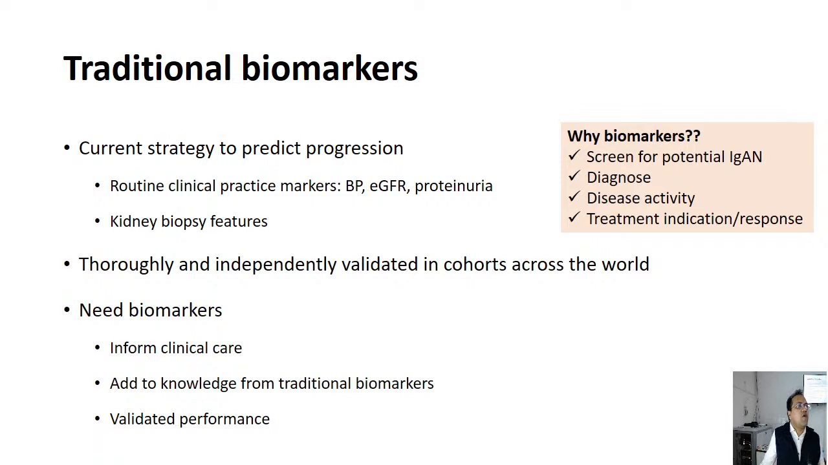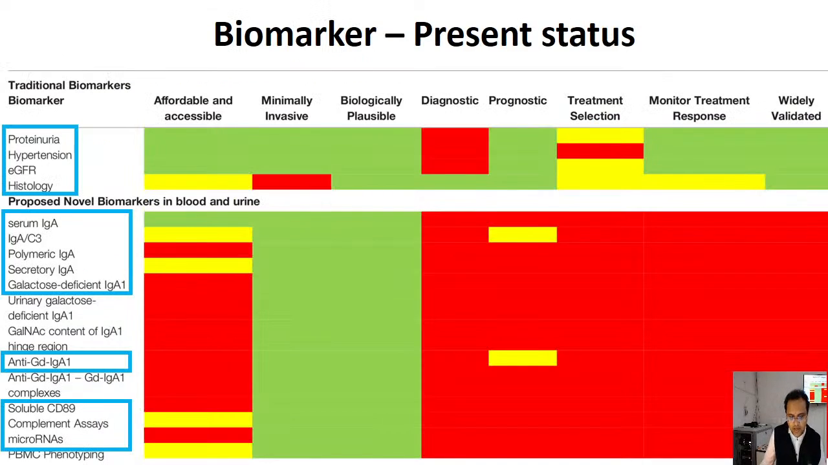So we would need more markers involved in the pathophysiology so that we can better understand the disease and guide treatment and prognosis. This is the reason why a number of markers have been developed. This is a heat map wherein green denotes lots of evidence, yellow slightly less evidence, whereas red has no evidence. As you can see, the traditional markers are well validated and have been good biomarkers for all purposes apart from treatment decision and prognostication, whereas the newer markers are yet to be validated.